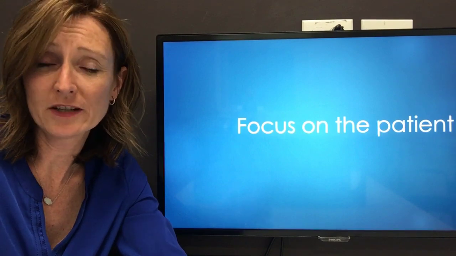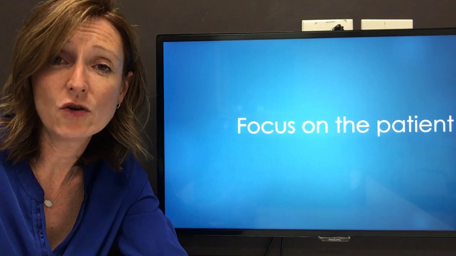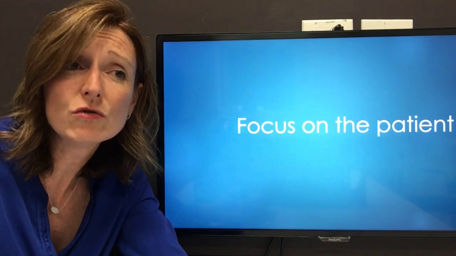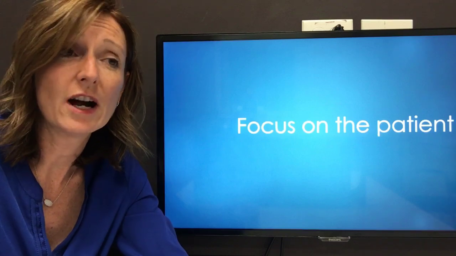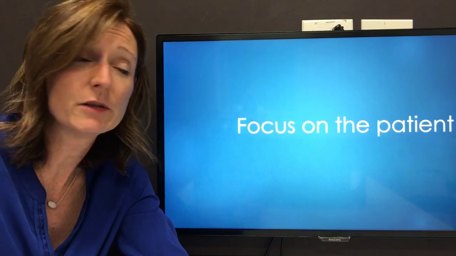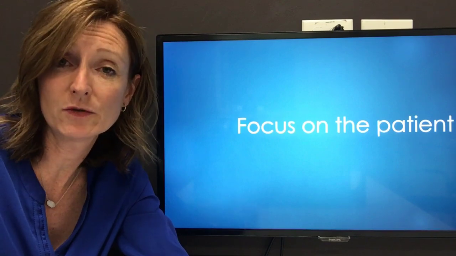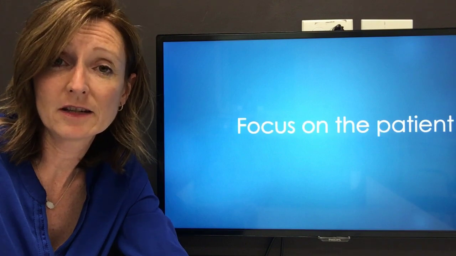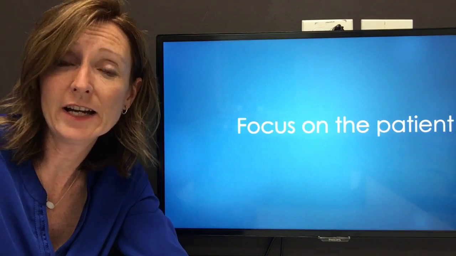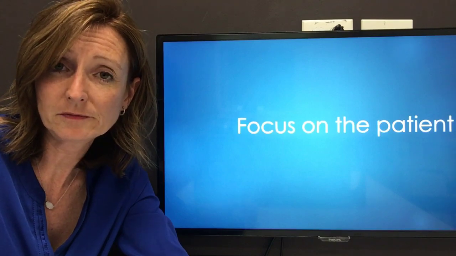And also remember to focus on the patient. If you have a patient that's asking your opinion as an RN, what would you do in this situation? Do not say, well, I would do this, or I think this is the best way to go. You want to review the options with the patient. You want to help them come to a decision that's right for them. Nurses practice with evidence-based information. They do not practice based on what they would do in that situation.